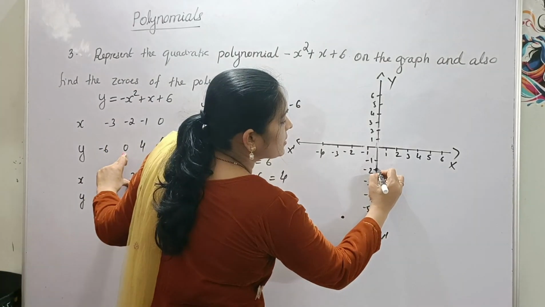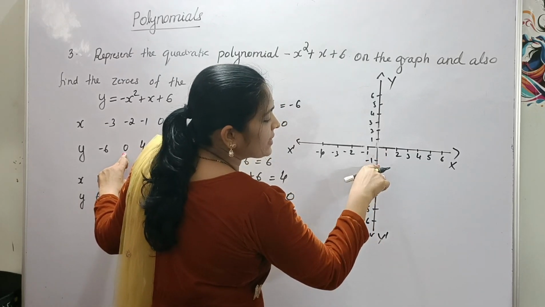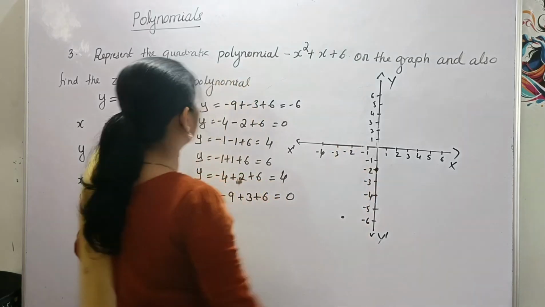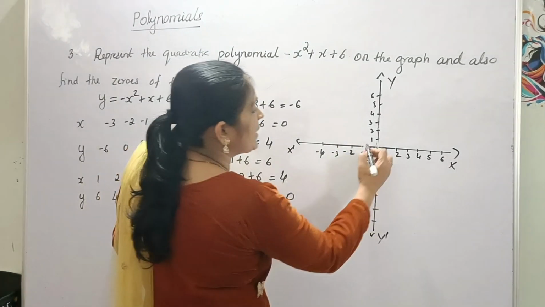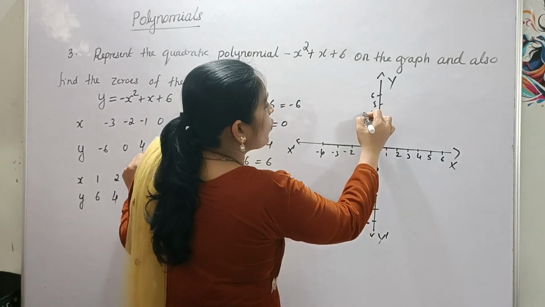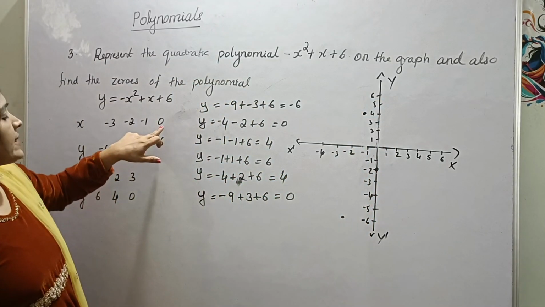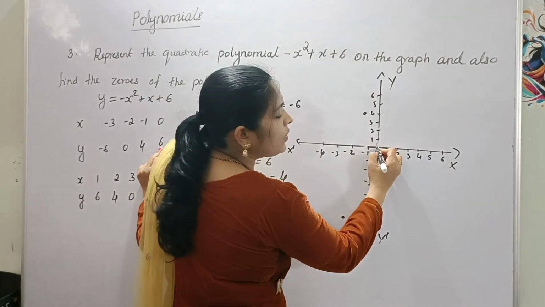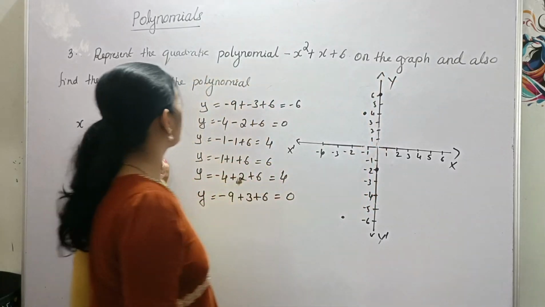So it is the point. Okay, it is the point 0 minus 2. Okay, it is the point when x is equal to 0, y is equal to minus 2. So it is the point. And minus 1, 4. When x is equal to minus 1, y is 4 plus 4. Okay, it is the point. Then when x is equal to 0, y is equal to 6. It is the point. Okay.